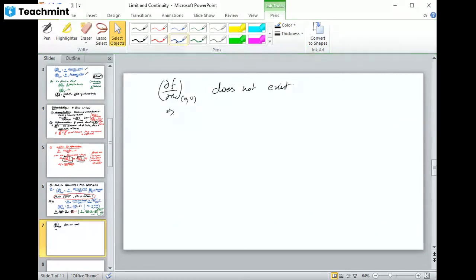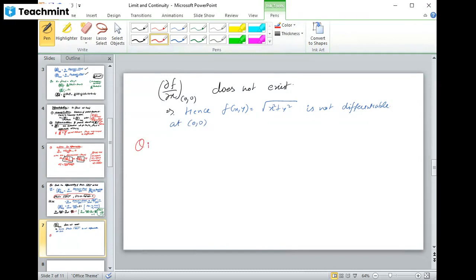Because the partial derivative does not exist, we can conclude that f(x, y), that is square root of x square plus y square, is not differentiable at the point (0, 0). Okay, so this is one of the problems here.